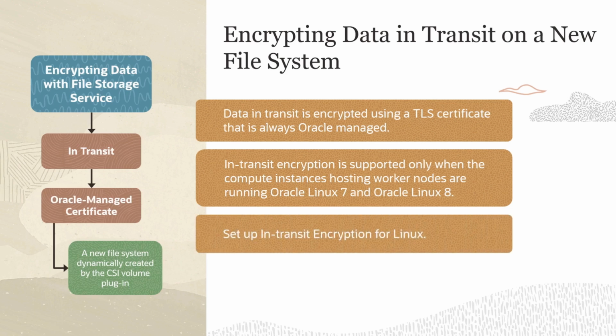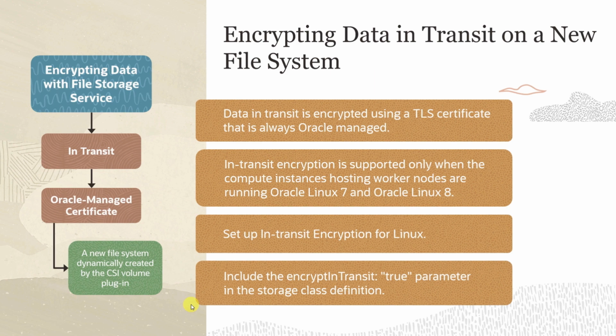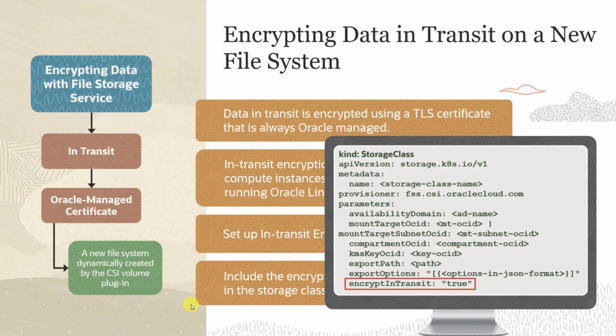To set up in-transit encryption for Linux, a series of tasks need to be accomplished, starting with downloading the OCI FSS utils package, followed by its installation on an Oracle Linux or CentOS, and then you must include security rules that must be configured to allow TCP traffic on port 2051 for both ingress and egress traffic. Lastly, to enable in-transit encryption for the new file system, ensure to include the encrypt in-transit parameter and set its value to true in the storage class definition.